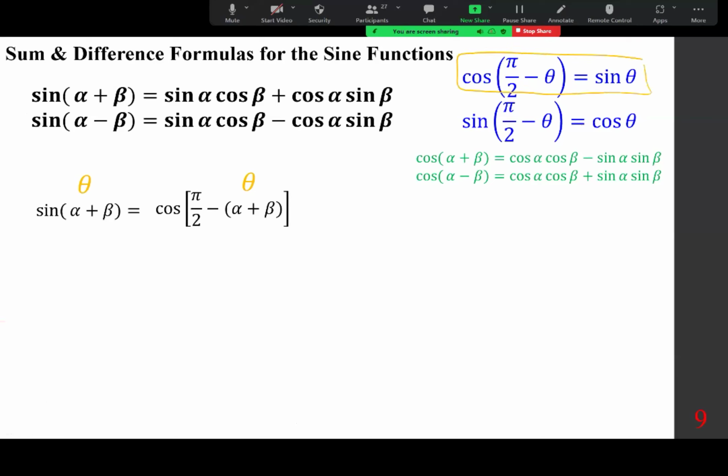We are saying sine of theta is cosine of pi over 2 minus theta. Theta happens to be alpha, so we let theta be alpha plus beta. That's all we're doing. It's very straightforward, everybody.